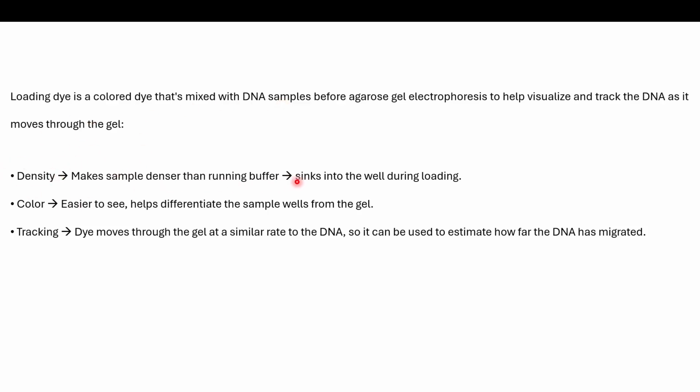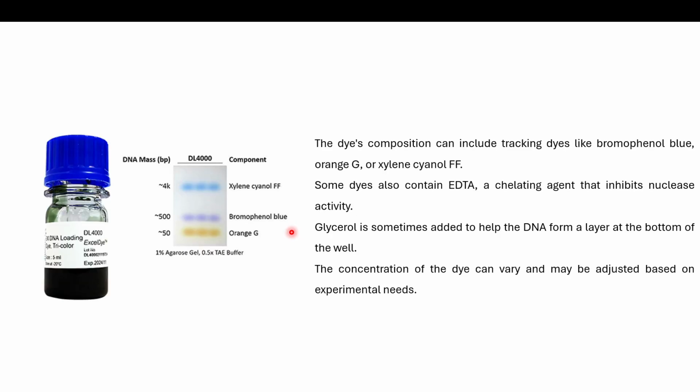Density makes the sample denser than the running buffer, so it sinks into the well during loading. Color helps to see and differentiate the sample wells from the gel. And tracking the dye front helps, as it moves through the gel at a similar rate to different sizes of DNA and can be used to estimate how far our sample of interest has migrated. These are the different dye fronts I was talking about, such as bromophenol blue.